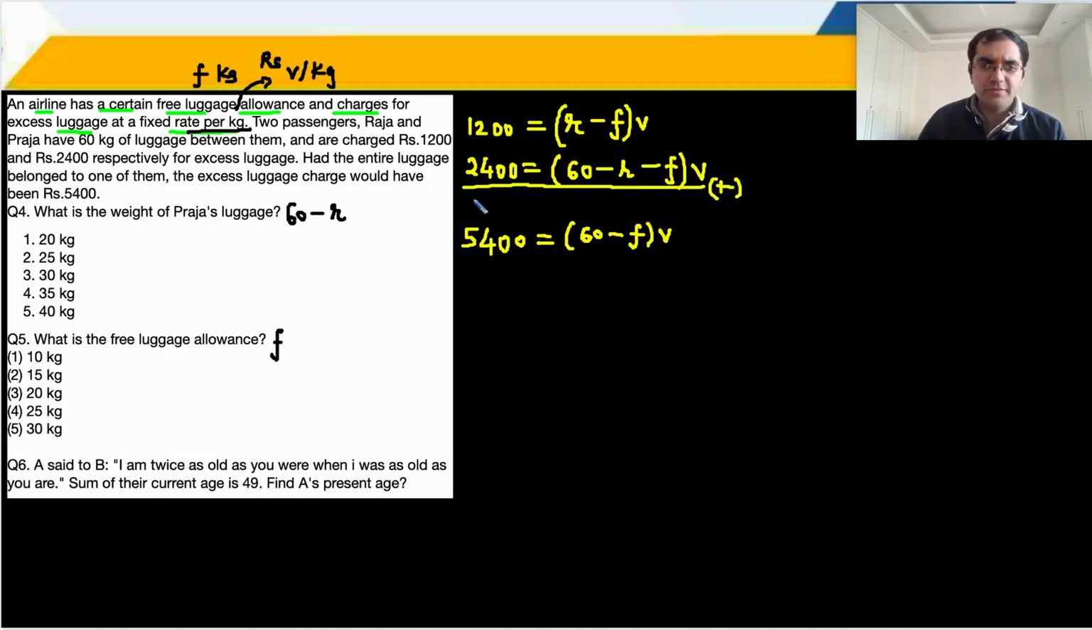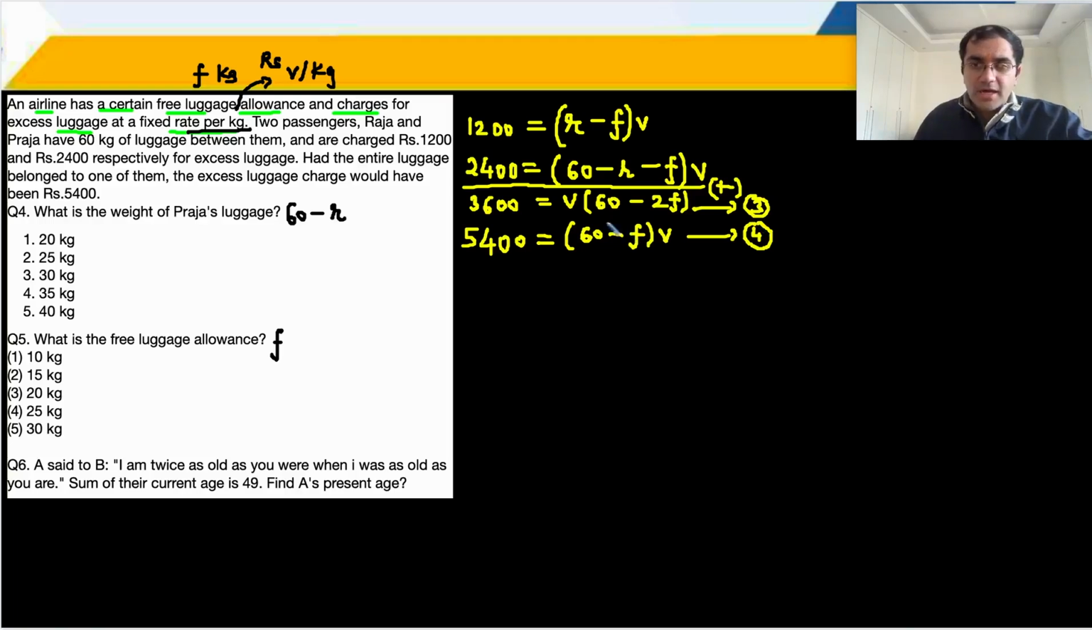So you now get 24 plus 12, 3600 is equal to V common, R minus F plus 60 minus R minus F. So this 60 comes, R gets cancelled, minus 2F. This looks very good. And now what I will do is that third and fourth equation we will divide. As soon as you divide them your V will cancel out.